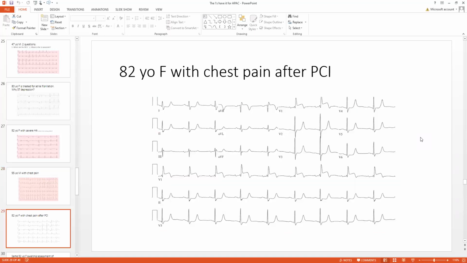All right, we've gone over this before. This is an 82-year-old female with chest pain after a PCI. Well, the PCI was in the right coronary artery, and it was very effective in preventing her from having any more ischemia when she would exercise. But it jailed a right coronary artery branch that fed the right ventricle. Here's left precordial leads, right ventricular infarction.